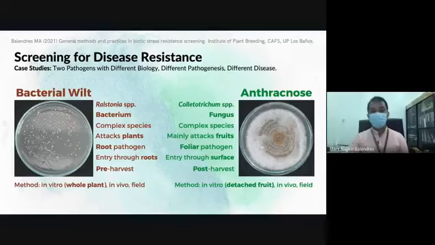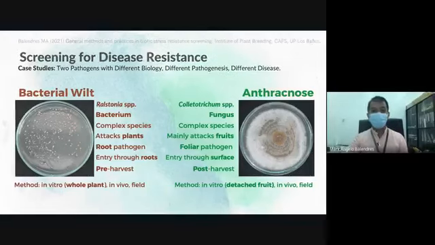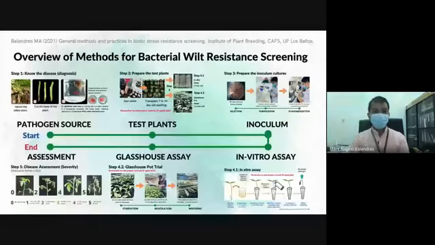So we'll start with bacterial wilt, and this will be the overview of the bacterial wilt screening. These are the methods that we use here at the Institute of Plant Breeding. And some of these methods are also being used by different organizations and institutions around the world, looking at the resistance of tomato, pepper, and eggplant to bacterial wilt. So we start with your pathogen, your test plants, your inoculum. Then you could go to the lab for in vitro assays, do some glasshouse assays, and later on we'll discuss how we assess whether a plant is resistant or susceptible.